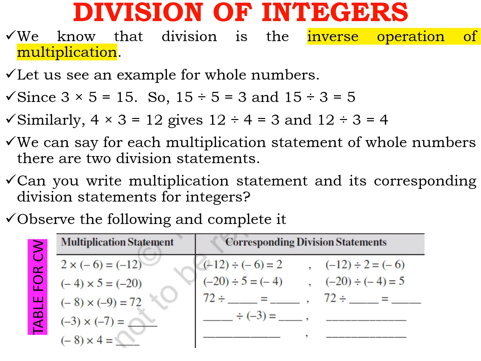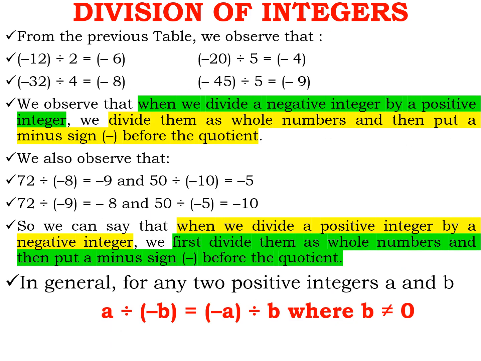Can you write multiplication statement and its corresponding division statement for integers? Observe the following and complete it. From the previous table, we observed that minus 12 divided by 2 is minus 6, minus 20 divided by 5 is minus 4, minus 32 divided by 4 is minus 8, and minus 45 divided by 5 is minus 9. We observe that when we divide a negative integer by a positive integer, we divide them as whole numbers and then put a minus sign before the quotient.